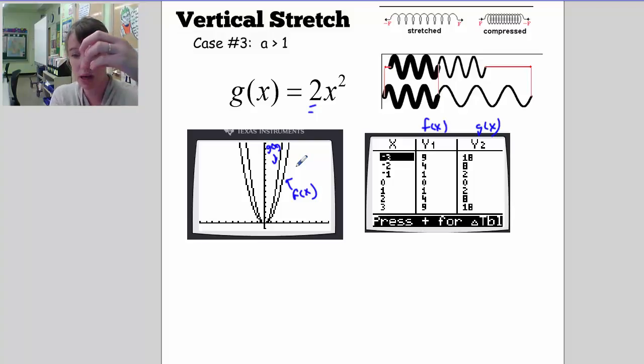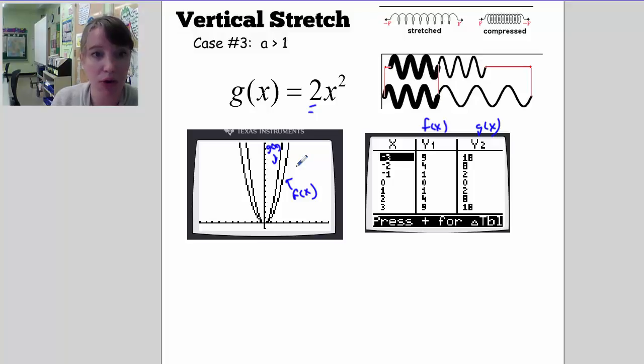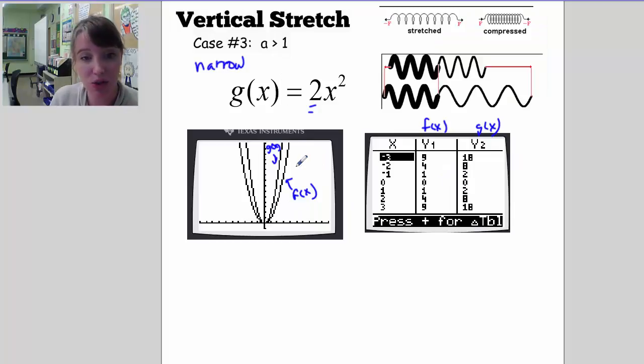So it looks like taking a spring and pulling it apart. So we're stretching a spring out. And here I have some images of a spring being stretched out. So when it's stretched out, it makes the bowl become more narrow. So here a vertical stretch narrows the bowl of the parabola, and a compression widens it. Okay? So it's going up a lot faster than it used to. So this is the inside one.